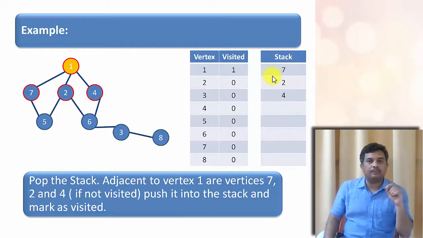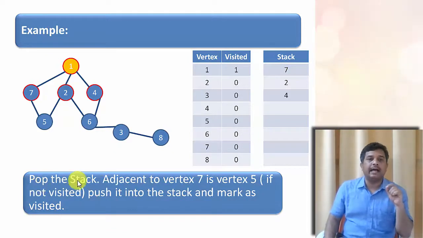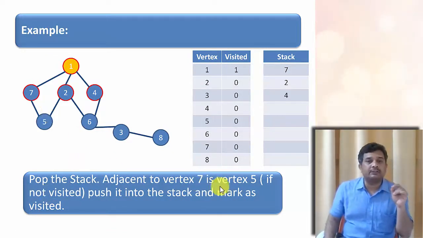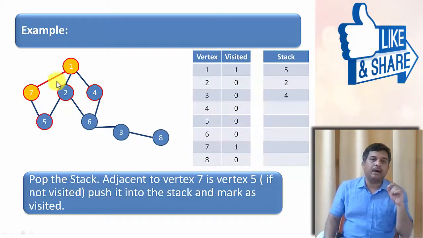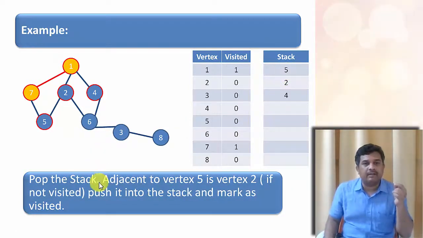Now on the top of the stack we are having 7. So we are going to pop 7 and find its neighboring vertices. 7's neighbor is 5 and it is not yet visited. So I want to push 5 into the stack. I have marked 7 as visited and on the top of the stack I have pushed 5 because 5 is a neighbor of 7.